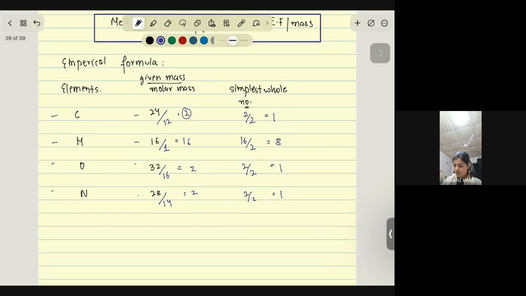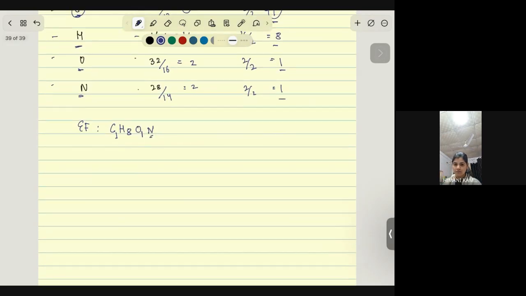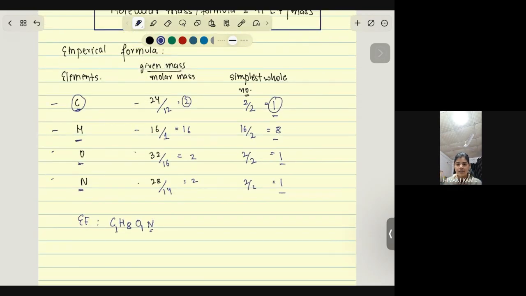Now write the corresponding formula for it. This will be the empirical formula. Carbon is 1, hydrogen is 8, H8, oxygen is 1, and nitrogen is also 1. So this is the empirical formula. We will do one question. Is it clear to you? First you write the elements given, then given mass by molar mass, then the simplest value. Okay.